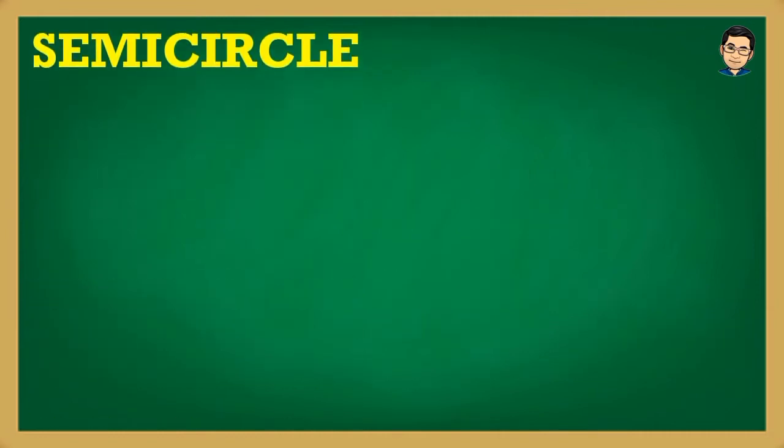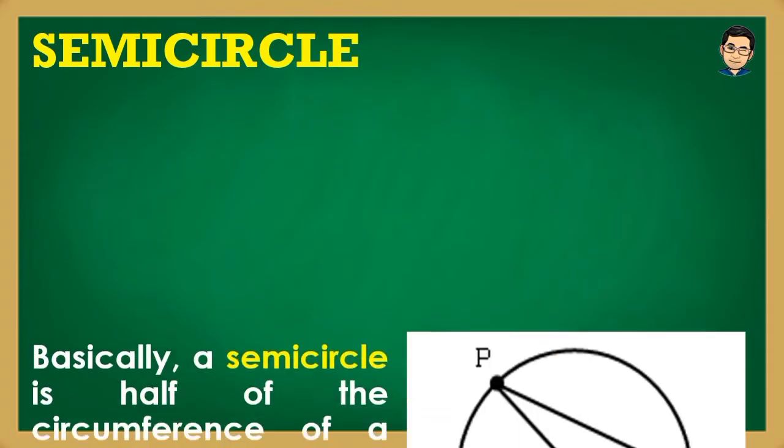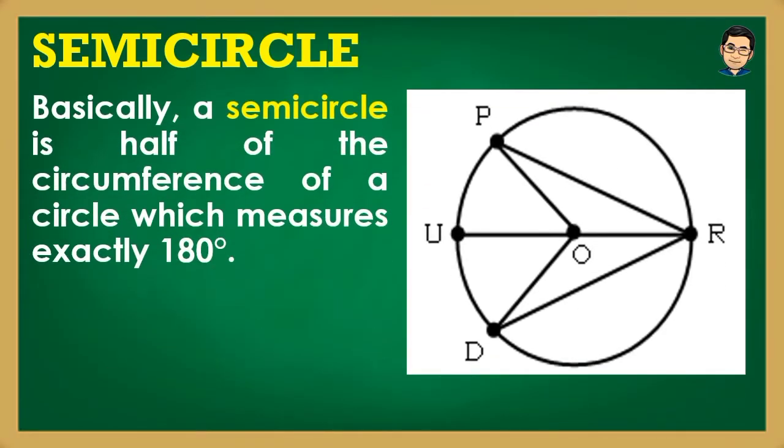So, the first type of arc is semicircle. Basically, a semicircle is half of the circumference of a circle which measures exactly 180 degrees. Ito yung pinakamadaling tandaan sa mga uri ng arcs, because kalahati po ng circle. So, we have there the word circumference. When we say circumference, it is the distance around the circle. So, isang ikot ng circle.